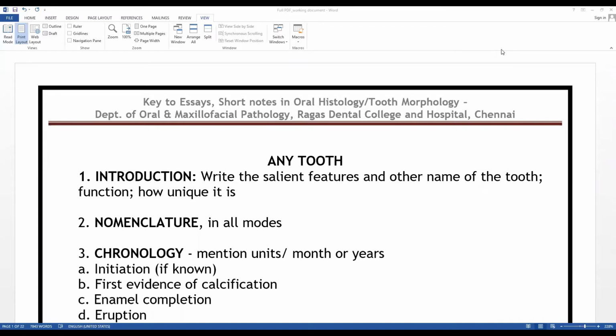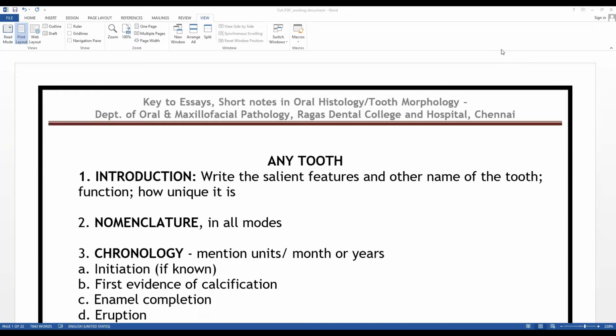We are continuing with our tooth morphology, and today we are going to discuss a general question. Most of the time in university exams, in any university, in the paper of dental histology and tooth morphology, there will be one essay question asking you to detail the tooth morphology of a particular tooth, usually the canines, premolars, maxillary molars, or mandibular molars. And there is a specific pattern that we as examiners expect from you, along with diagrams.